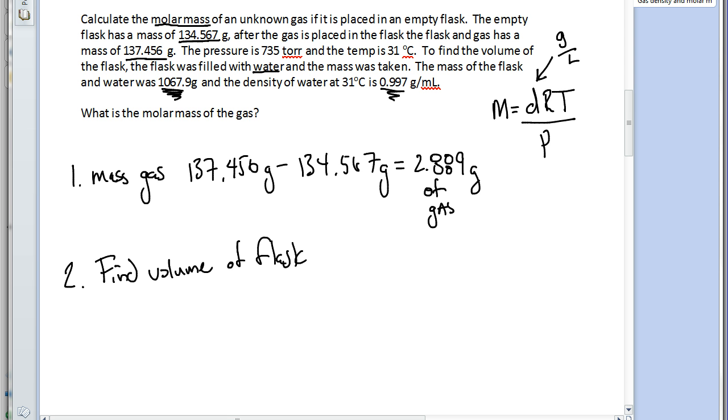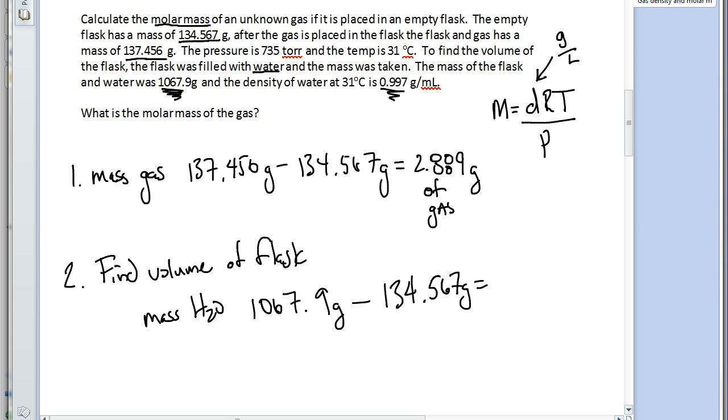We're going to do a couple things here. The first thing is the mass of water. I'm just going to subtract 1067.9 grams minus the empty flask, which once again was 134.567 grams. So I can get the mass of my water, and I believe that comes out to 933.3 grams of water. That's an important thing for water.